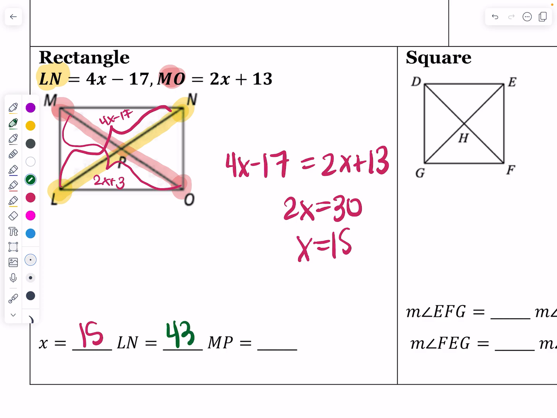L all the way to N, all the way across is the full diagonal. So what is M to P? Half of that. All 4 of these should be the same length. So exactly half of 43 is going to be 21.5.